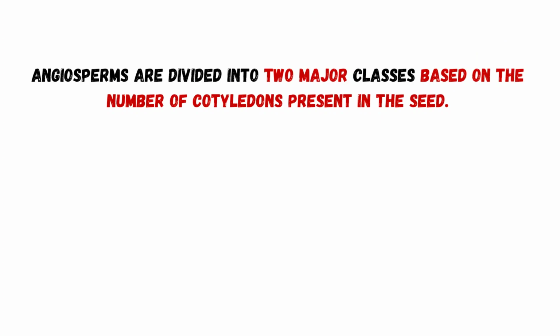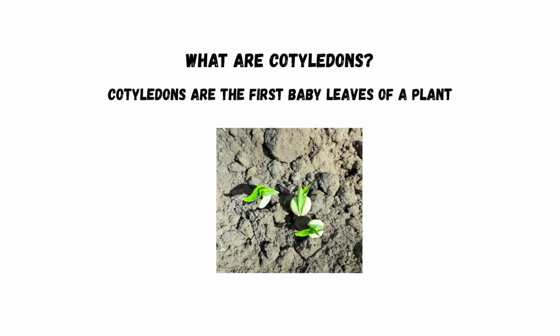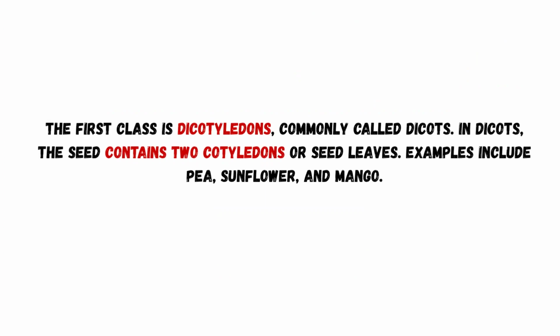Angiosperms are divided into two major classes based on the number of cotyledons present in the seed. And what do you mean by cotyledons? Cotyledons are the first baby leaves of a plant, the first leaves that come out during seed germination. The first class is dicotyledons, commonly called dicots. In dicots, the seed contains two cotyledons or two seed leaves. Examples include pea, sunflower, and mango.